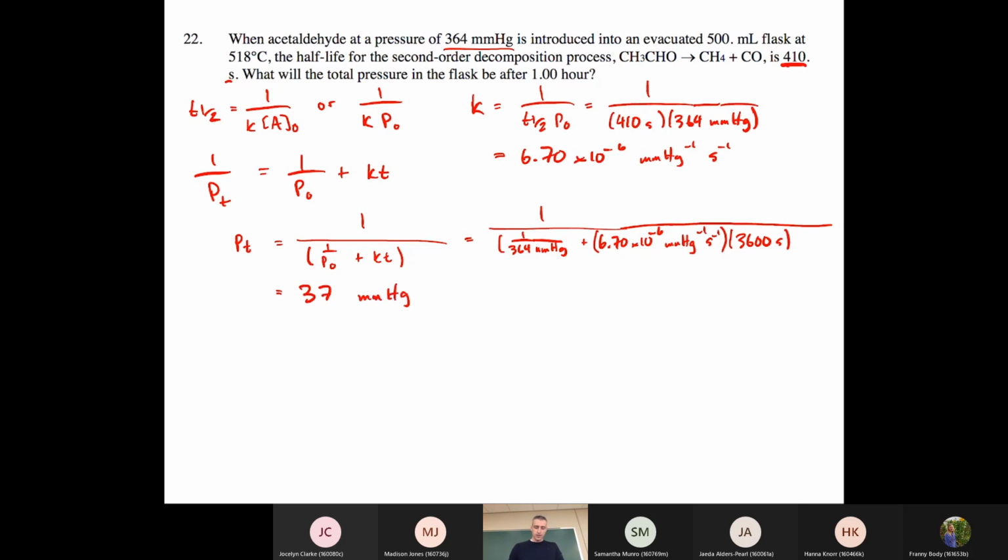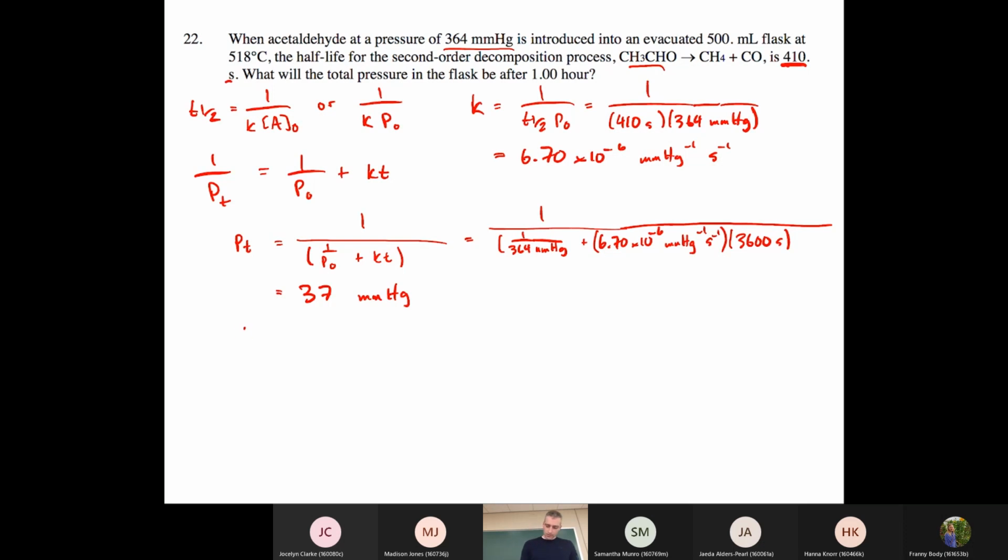millimeters of mercury. Now, this question I've given to people before, and people always put 37 down as their answer, and then they get it wrong because they didn't clearly read what the question's actually asking. The question doesn't want to know what the final pressure of that reactant, the acetaldehyde, is. It wants the total pressure in the flask.